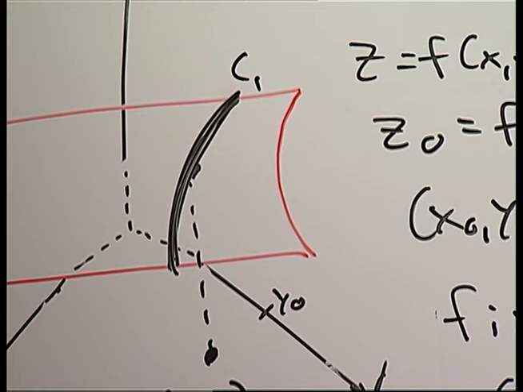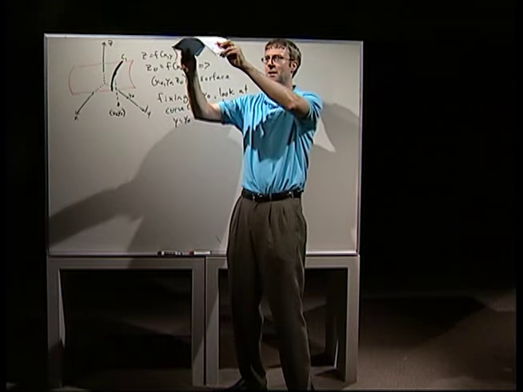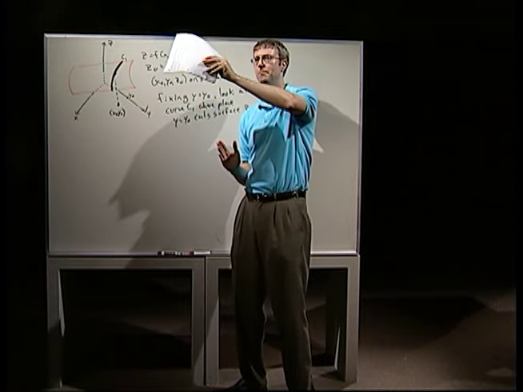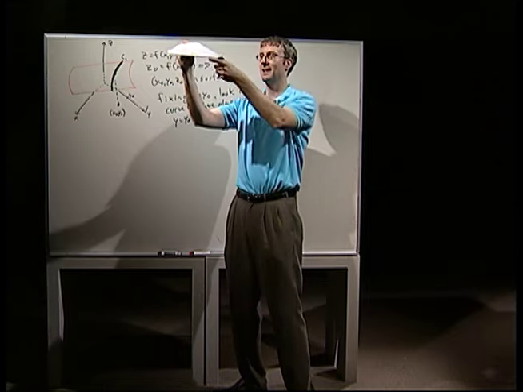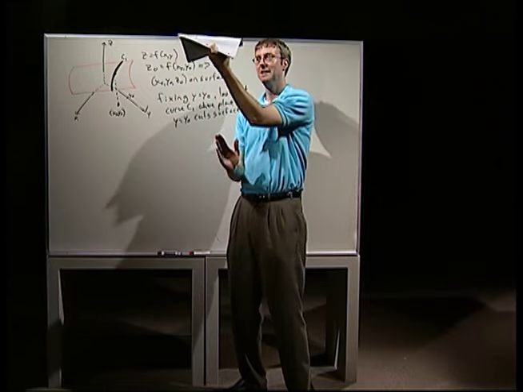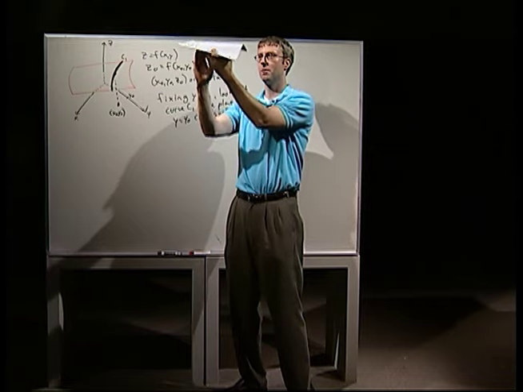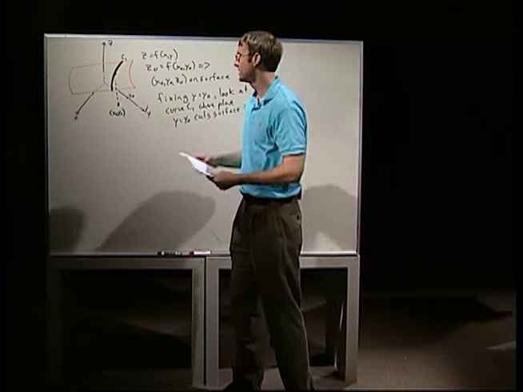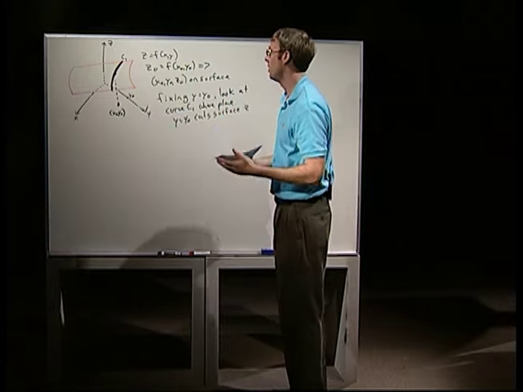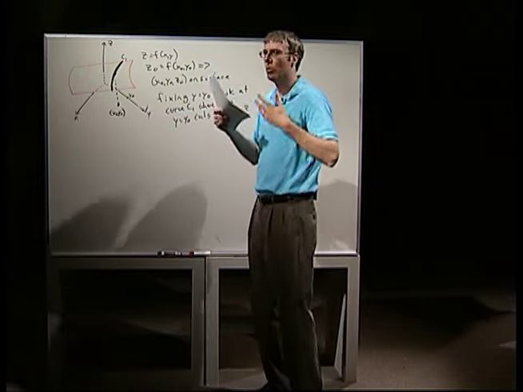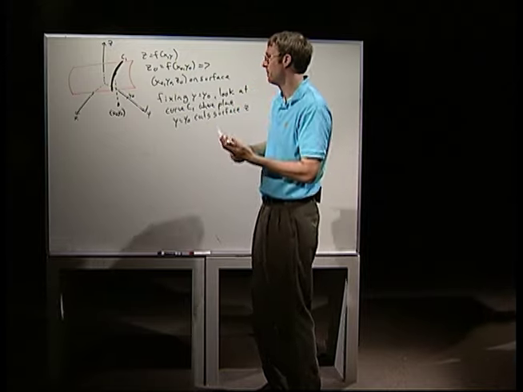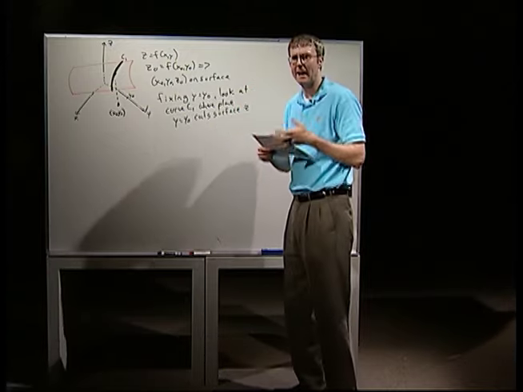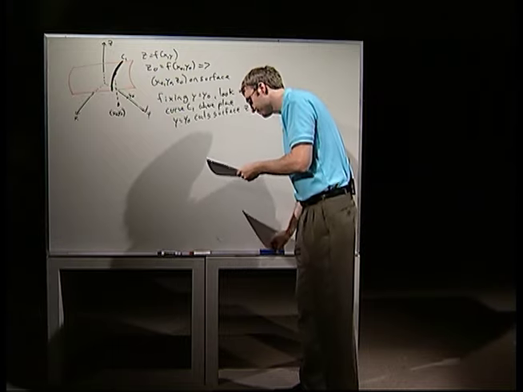So my surface exists up here. I'm coming up, and I'm slicing through it with a plane, and I'm making a curve. So this is a curve in the surface. Along that curve, every single y value is fixed. The only things that are varying are x and z.